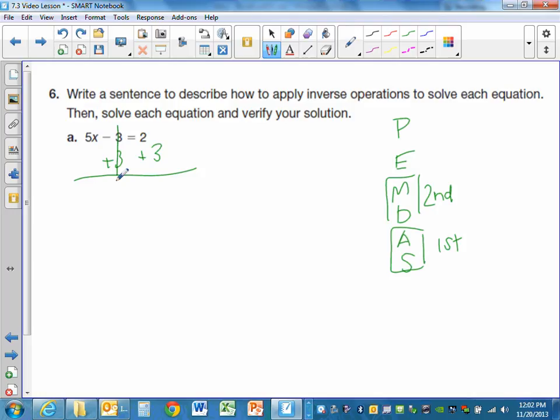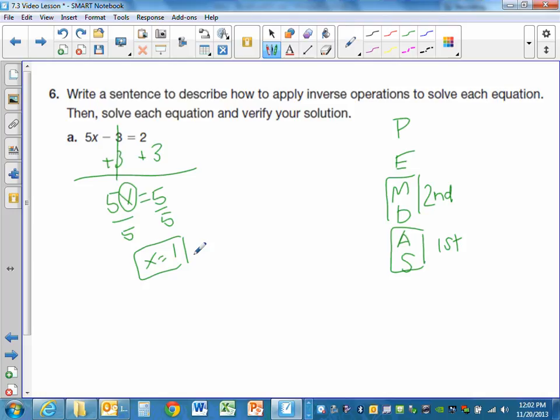Negative 3 plus 3 cancels out, gives us 0. We're left with just 5x. 2 plus 3 is 5. Next, our x is being multiplied by 5, so we need to do the opposite of multiplication and divide both sides by 5. We should get an answer of x equals 1.